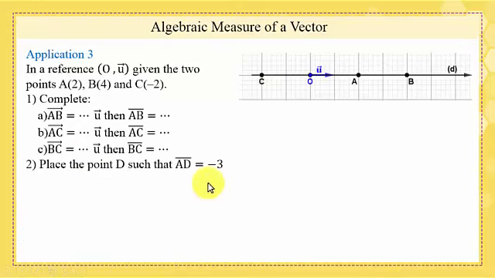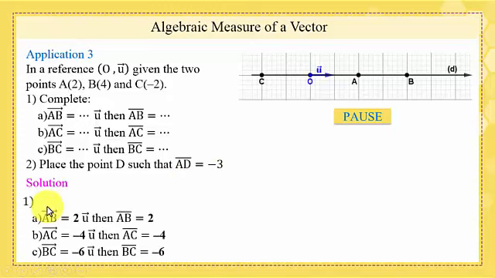Application 3. Please stop the video for a few minutes to solve. In part 1, we have vector AB equal 2U, then AB bar equals 2. The algebraic measure of vector AB is 2. Same for vector AC. AC equals minus 4U because AC and U have opposite sense. So AC bar equals minus 4. Vector BC equals minus 6U. So BC bar equals minus 6.